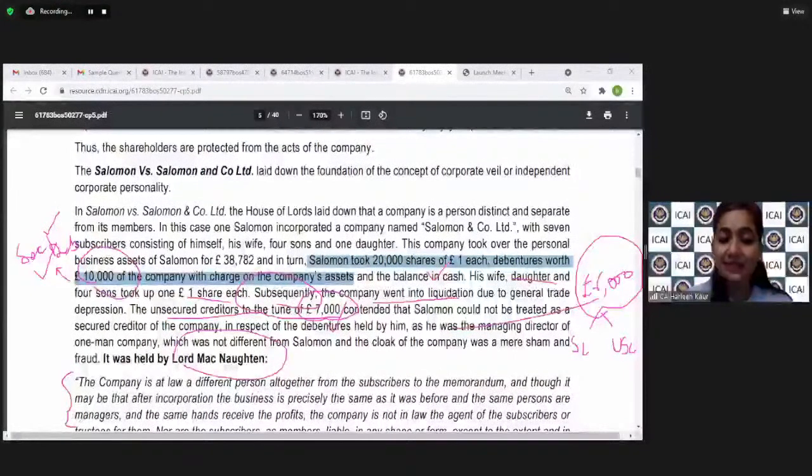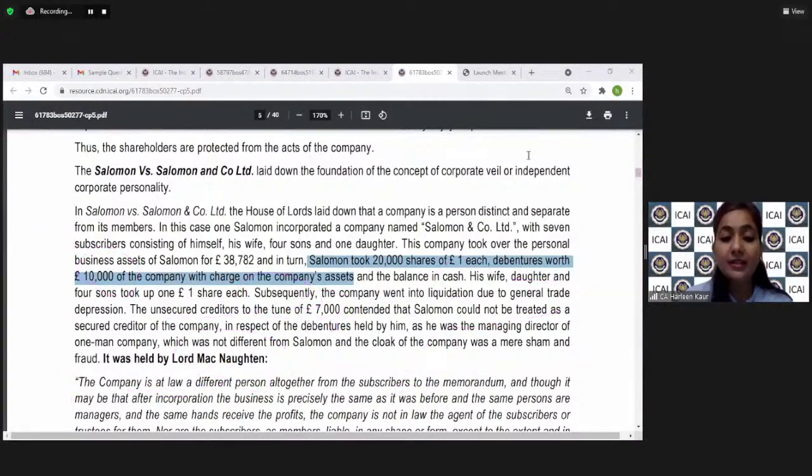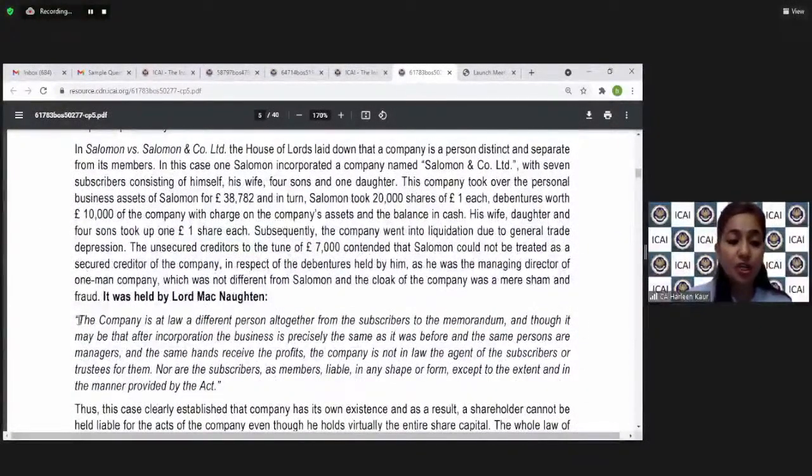They said, please listen, unsecured creditors. You did not study law, it seems you have not prepared for CA Foundation, that is why you do not know. You should know that the company at law is different from the subscribers to the memorandum, which means members. Simply, Lord Macnaghten said that the company is different from its shareholders. A company has a separate existence. Shareholders have a separate existence. Even if a person is holding the entire shareholding, he will still be considered separate from the company. This is the judgment that was given.